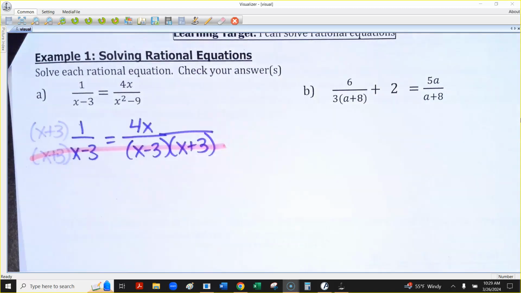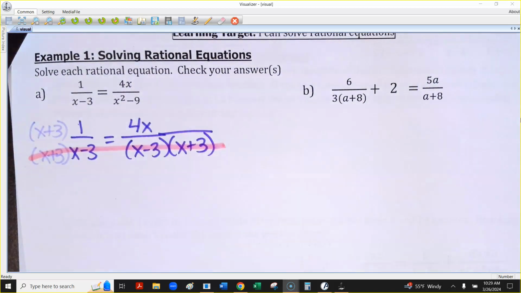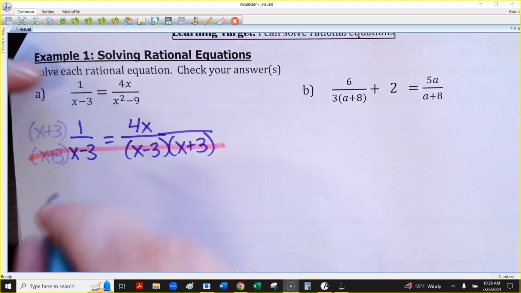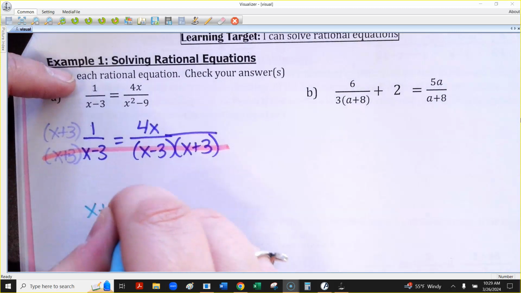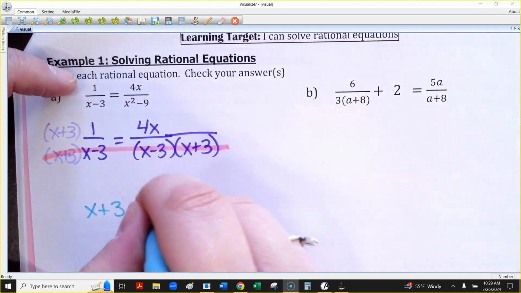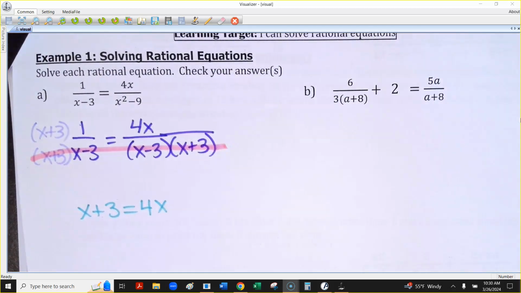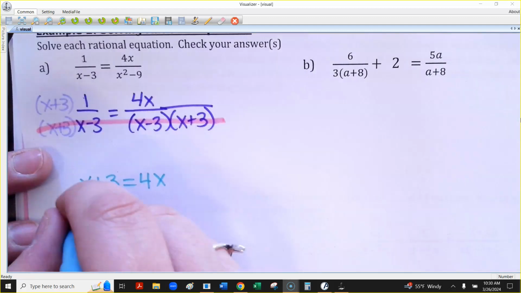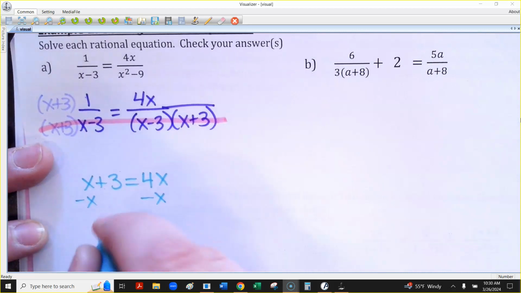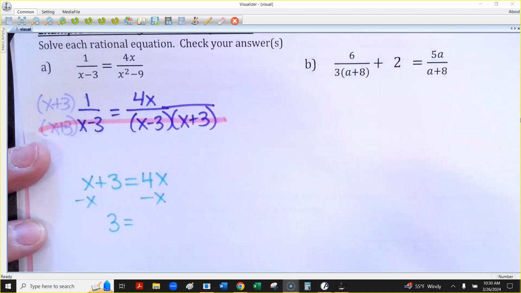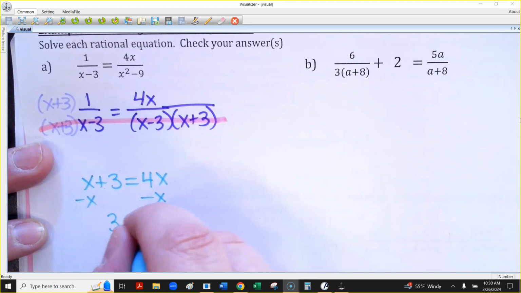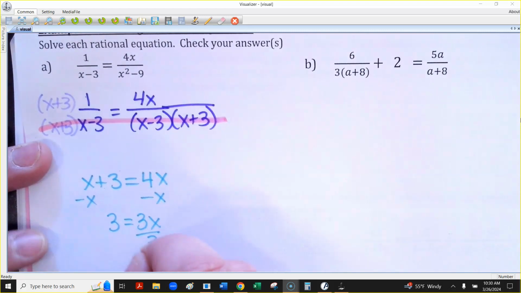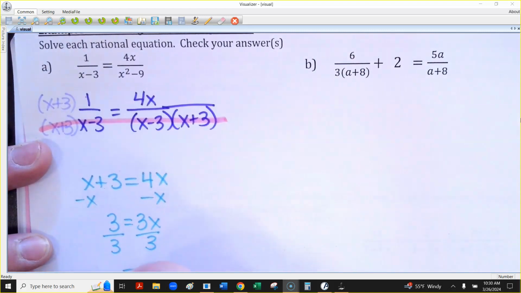If the bottoms are the same, the tops have to be equal to each other. On this side, x plus 3 times 1 would just be x plus 3. The other side is 4x, and that's the equation you would have to solve. I would move this x to the other side, so I'd have 4x minus x, which gives me 3x, and then we divide by 3, and x would be 1. And then just real quick, check your answer.